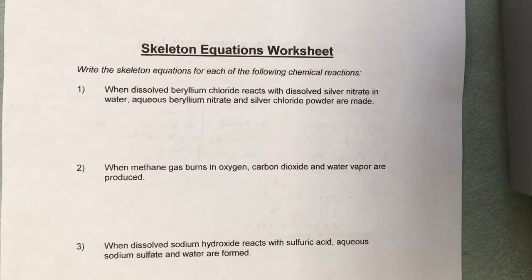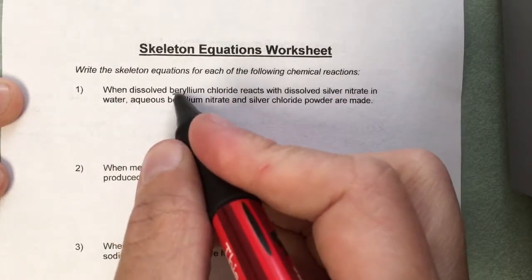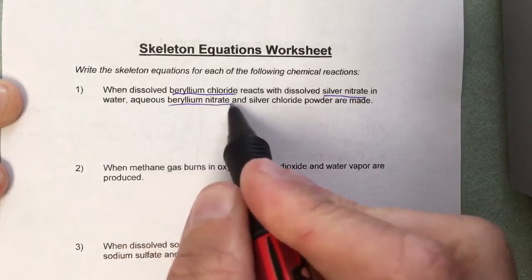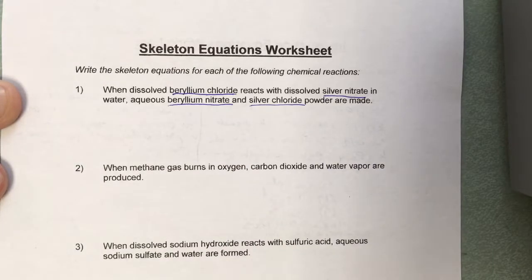All right, let's look at going the opposite direction. Let's look at taking one of these sentences and turning it into a skeleton equation, one of those unbalanced chemical equations. First part of this is figuring out what you're dealing with. We have beryllium chloride, we have silver nitrate, we have beryllium nitrate, and we have silver chloride. Those are our four substances that we're going to be dealing with in our chemical equation when we finally write the thing.